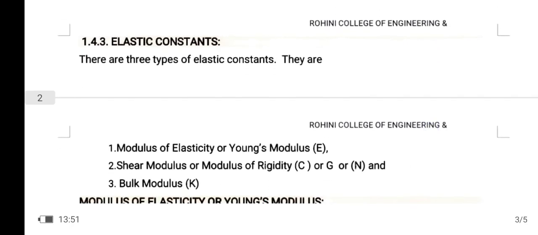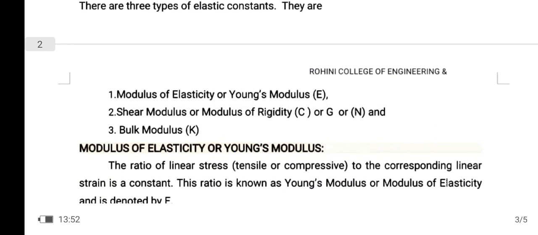Then elastic constant. There are three types of elastic constant. They are modulus of elasticity or Young modulus, the symbol of which is capital E, shear modulus or modulus of rigidity, the symbol of which is C or G or N, and bulk modulus, symbol K.